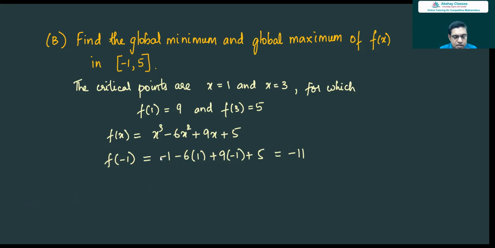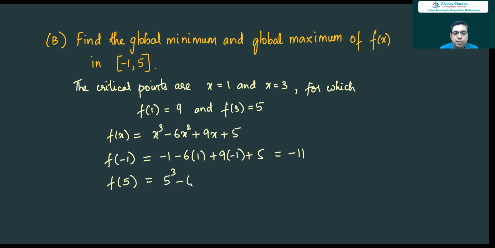Minus 9 minus 1 is minus 10, minus 16 plus 5 is minus 11. What is f of 3? Sorry, not 3, f of 5. It is already a critical point. The next is the rightmost boundary.